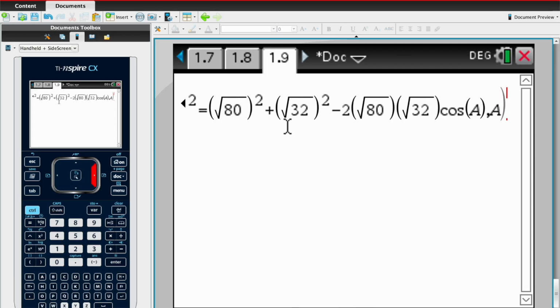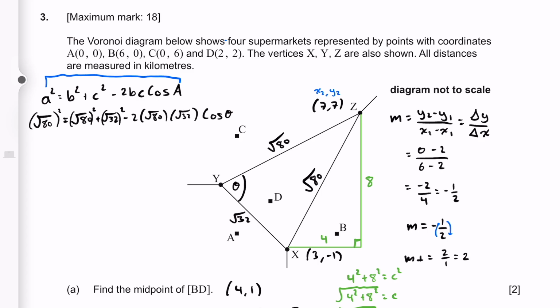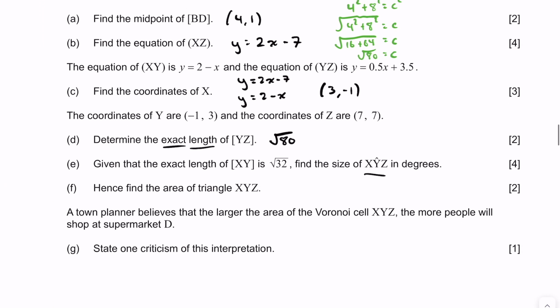Make sure you're in degrees. And here we have 71.565 degrees. Okay. Let's go on. So, let's write that out. Find the size of xyz in degrees. So we said this was 71.5651 or 71.6 degrees. Nice way to check.